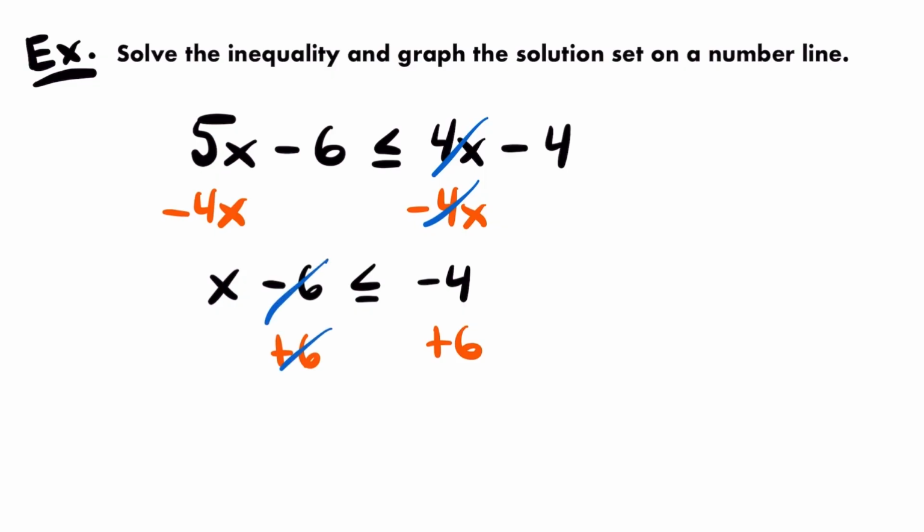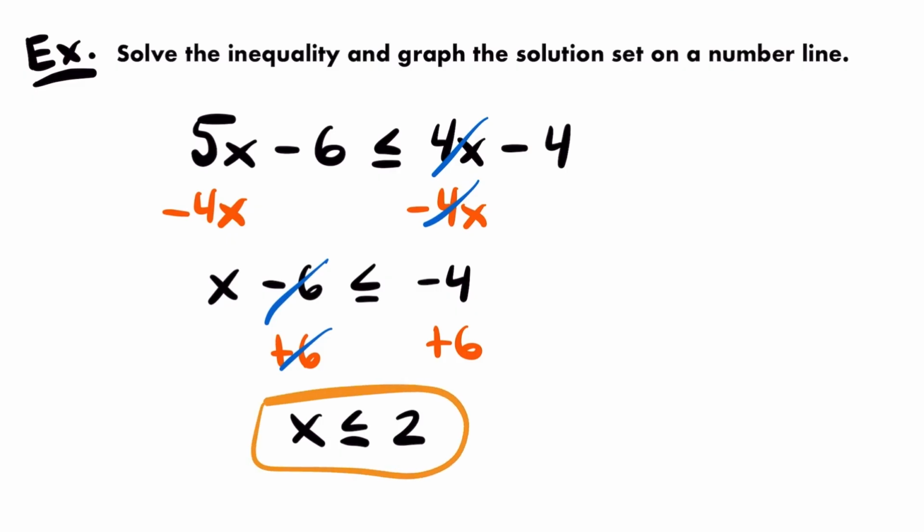Negative 6 plus 6 is 0, so those cancel out, leaving us with x is less than or equal to negative 4 plus 6, which would be positive 2. And so x less than or equal to 2 is the solution set to this inequality. Okay, so you could pick any number less than or equal to 2 and plug that in for x in this inequality, and you will get a true statement. All right, but then to finalize our answer, we do want to graph the solution set on a number line.